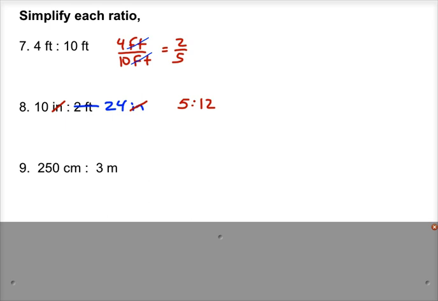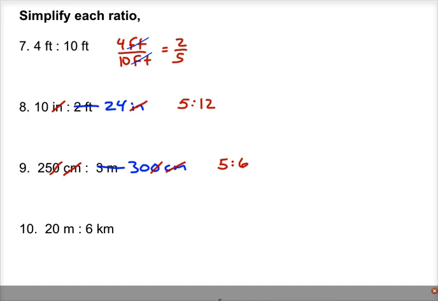Number 9, need to convert either both into centimeters or both into meters. Well, I know every meter is 100 centimeters. So 3 meters is really going to be 300 centimeters. Now that the units are the same, the units are going to cancel. So I have to reduce between 250 and 300. First thing I notice is I can just cross off a 0 on each one. So now I'm really reducing between 25 and 30. They're both divisible by 5, and it reduces to 5 to 6.